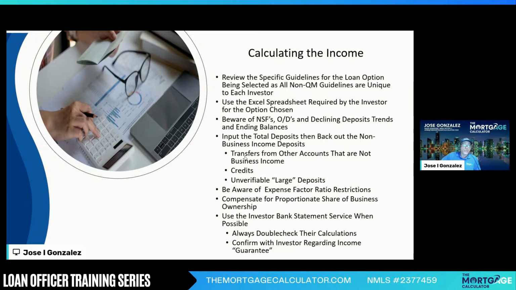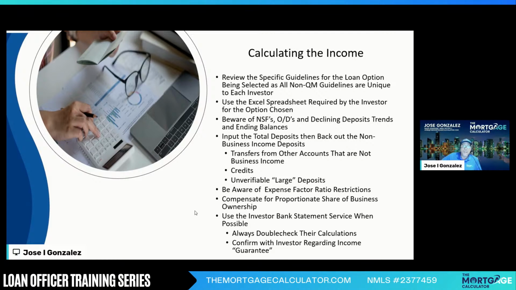Main thing to note, deposits that you're going to back out: transfers from other accounts that are not business income, just a transfer. Credits like a return item credit or any credits like that that are not business income. Unverifiable large deposits that we were talking about, or unverifiable deposits if they end up asking you to verify them, but it's usually going to be unverifiable. Large deposits are going to be any deposit of 50% of the monthly income or more. So again, be aware of the expense factor ratio restrictions. I'm going to show you that chart in a minute.